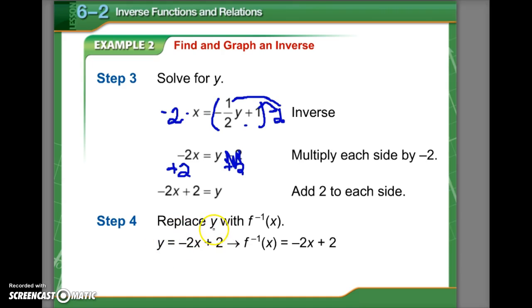And the last step is you're just going to change the y back to say f inverse of x. So your inverse function right here is -2x plus 2, and remember the original function, f of x, was -1/2 x plus 1. So that's your inverse, and that's your original function, and then we're going to go ahead to the next page and graph the two functions.